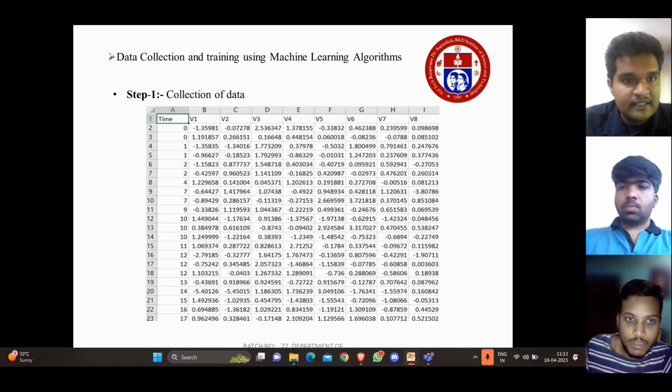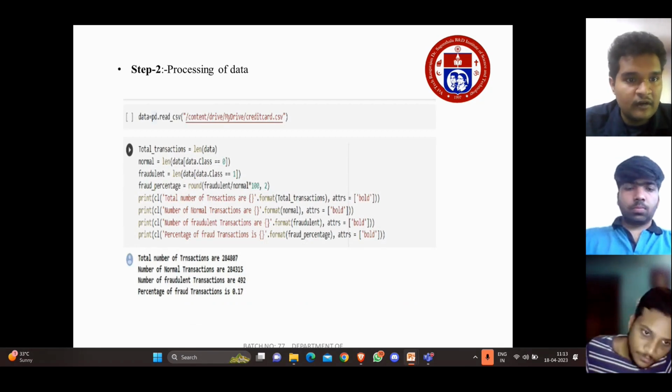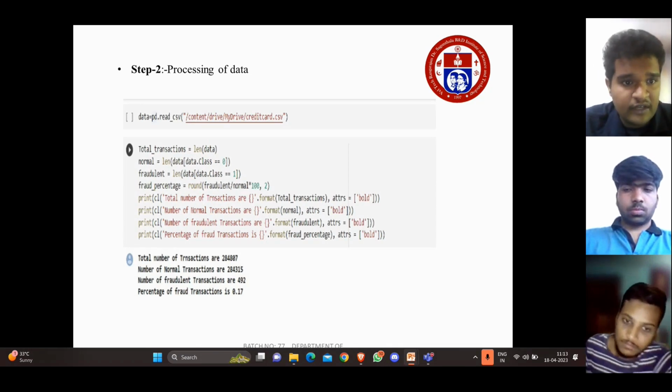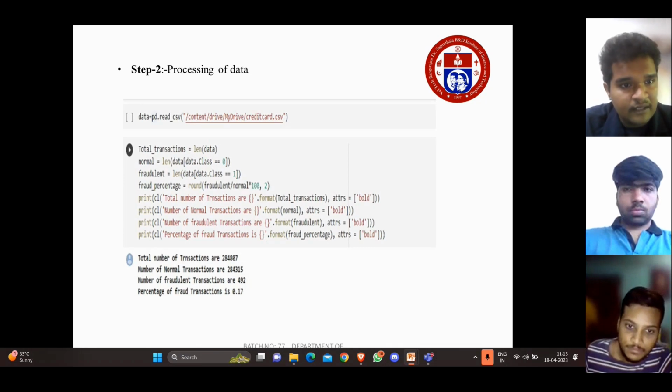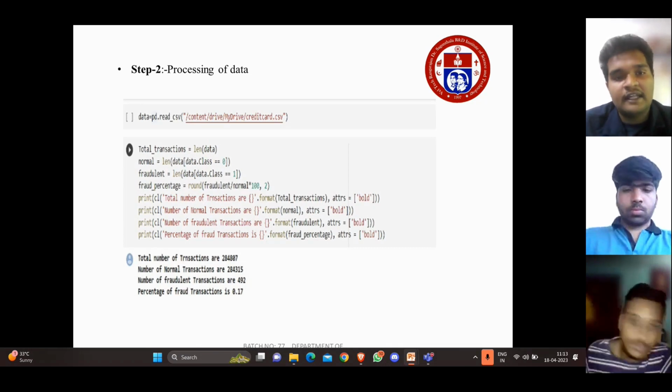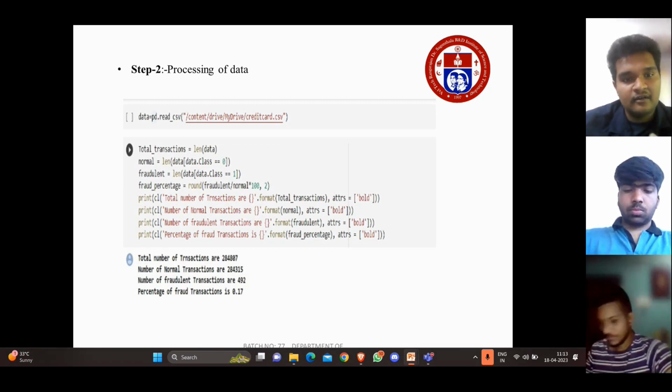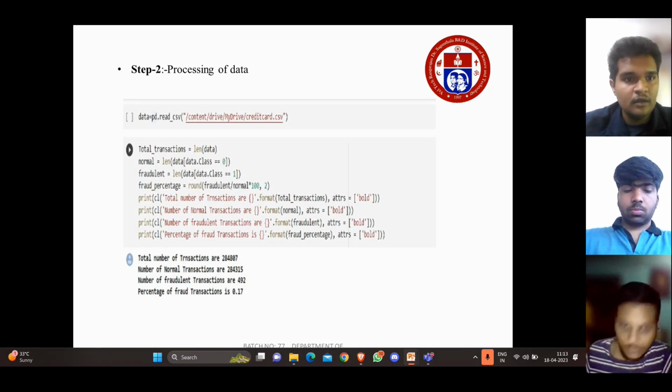So the next step is the processing of the data. We have used some algorithms like the k-means algorithm, and with the help of that we have processed the data. Processing the data means taking the data sets, converting them and getting the output from that.